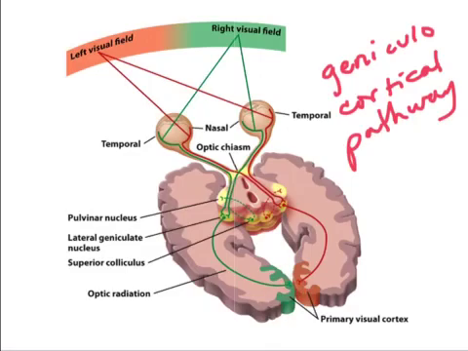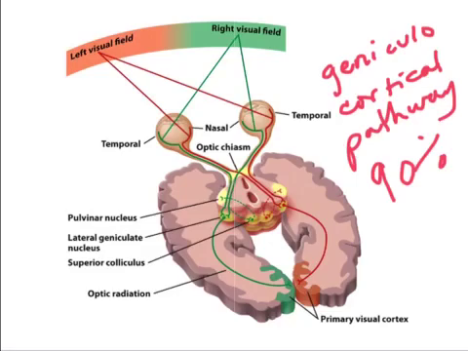And 90% of the visual input goes through that pathway. The other 10% of those fibers make connections with the pulvinar nucleus in the thalamus and the superior colliculus back here. So remember those, the pulvinar nucleus and the superior colliculus.